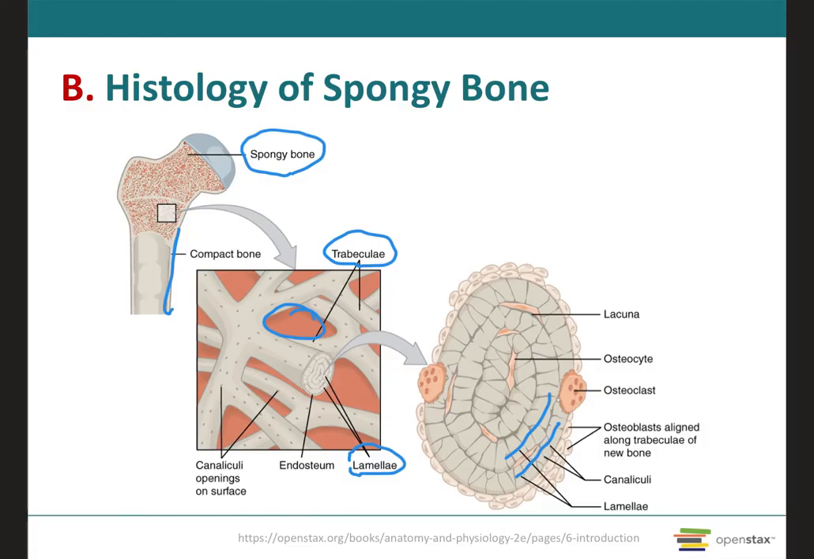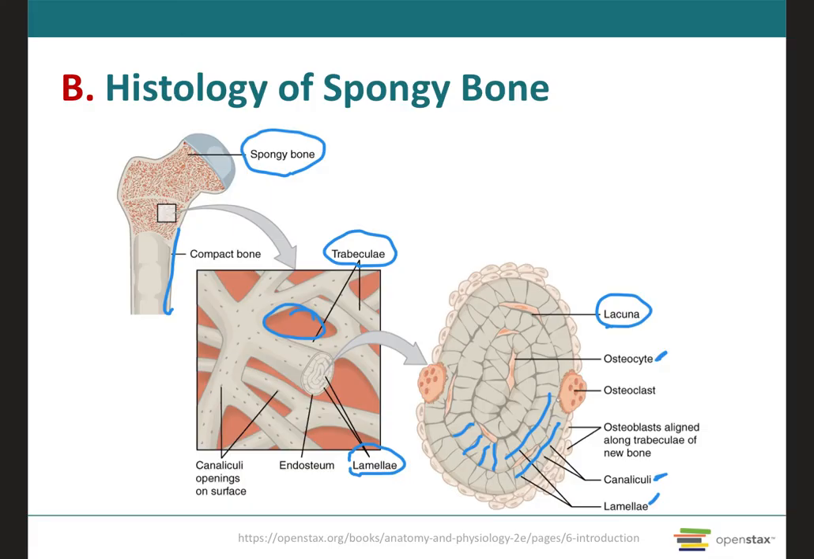Each trabecula will consist of concentric lamellae, as you can see from the image, in addition to osteocytes that lie in the spaces called lacunae, and they will also have the canaliculi, as seen on the image, that radiate outward from the lacunae and allow communication between the osteocytes.